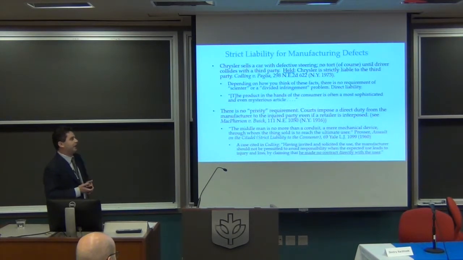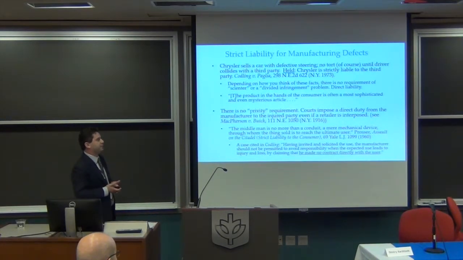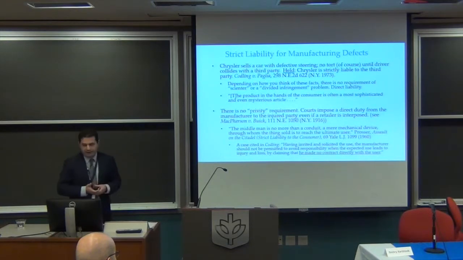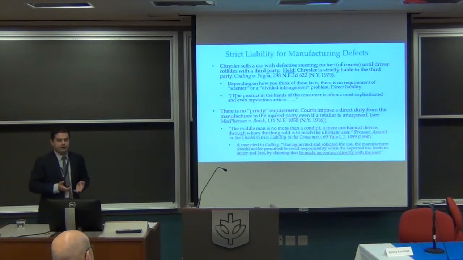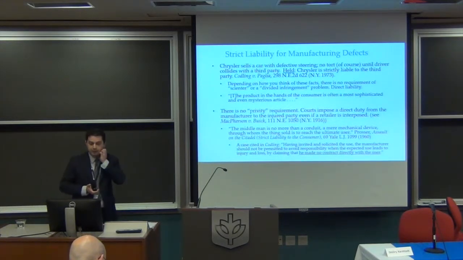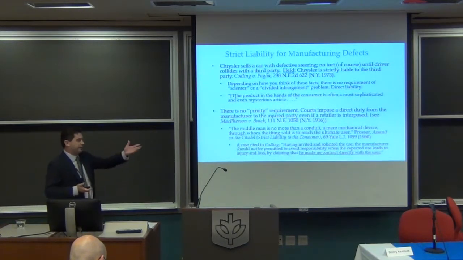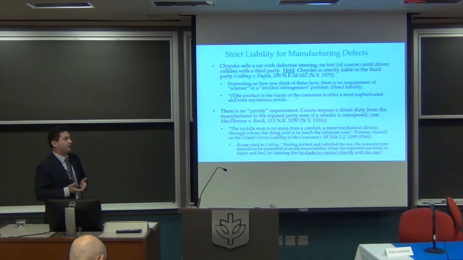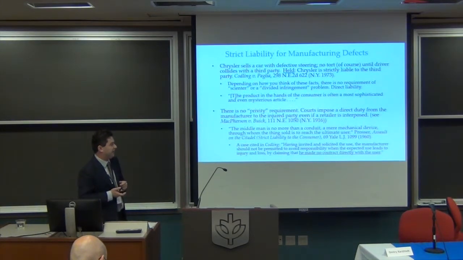And there's some rationales for this. The product in the hands of the consumer is a mysterious article. It's a sort of passive innocent instrumentality type reasoning. More importantly, there's no privity requirement. As we all know, courts impose a direct duty from the manufacturer to the injured party, even though a retailer or someone else may be interposed. And no less authority than Prosser says, well, the middleman is no more than the conduit, a mere mechanical device through whom the thing is sold to the ultimate user. So that sounds very much like innocent agency type language.